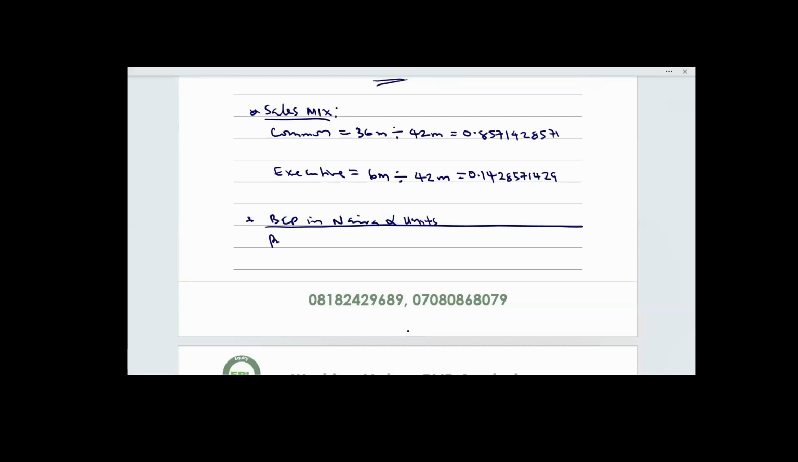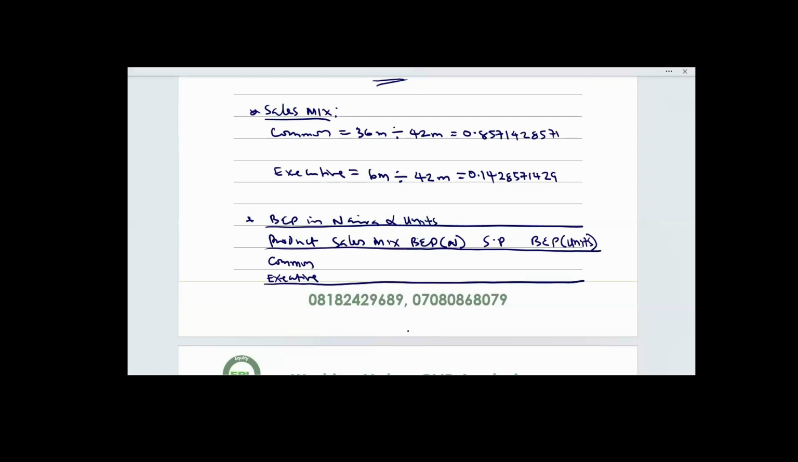So I have the products, the sales mix, then I have break-even points in naira, selling price, then break-even points in units. Products: common, then executive.